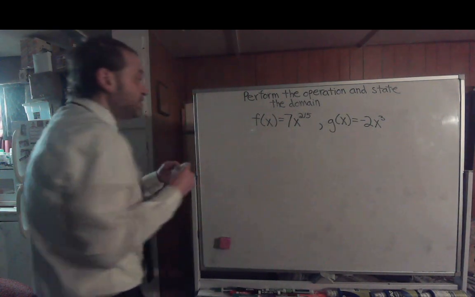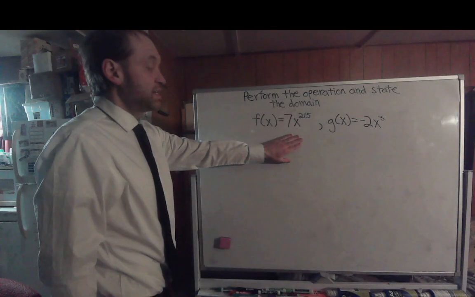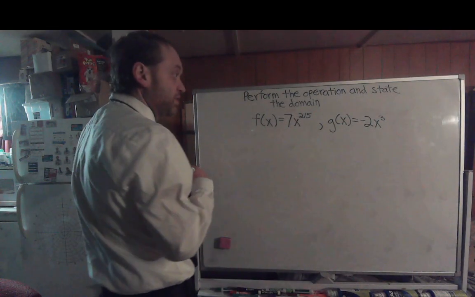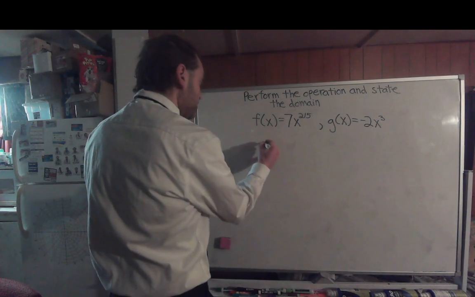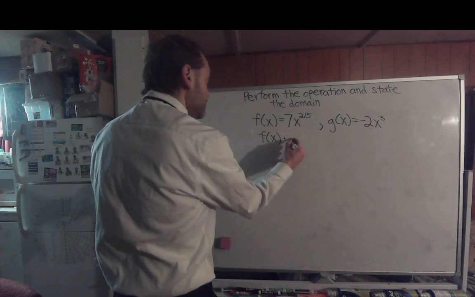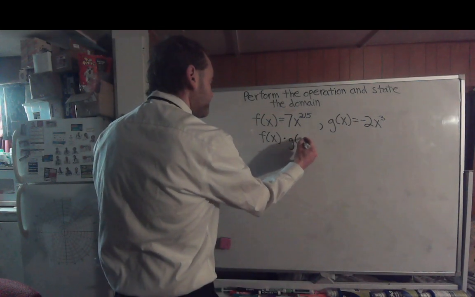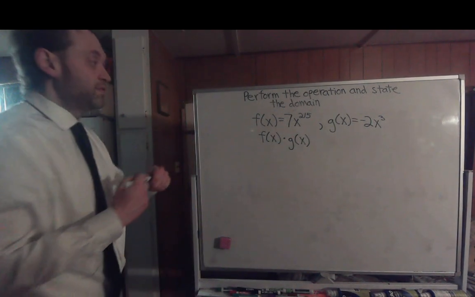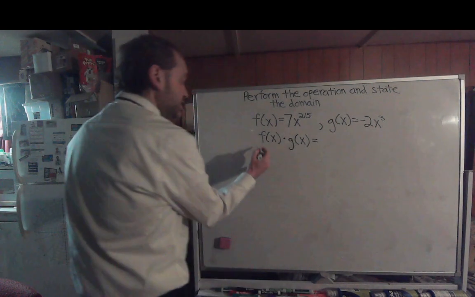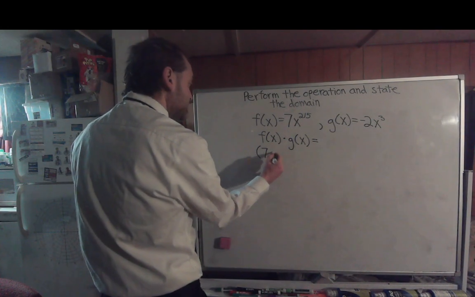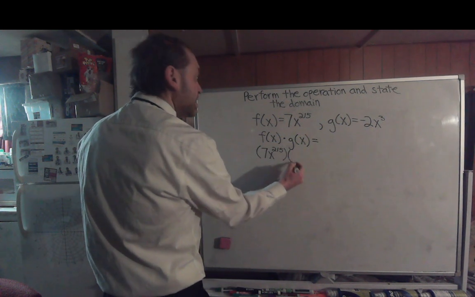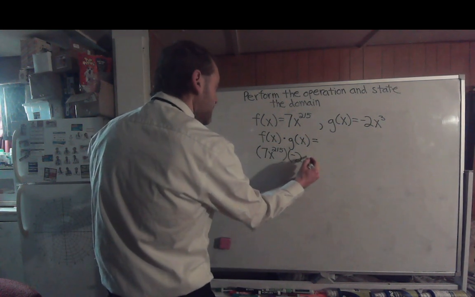Alrighty, so we have f of x equals 7x to the 2/5, g of x equals negative 2x to the 3rd. This time we're being asked to find f of x times g of x. So we're going to find f of x times g of x. So this is going to be taking that 7x to the 2/5 times that negative 2x to the 3rd.